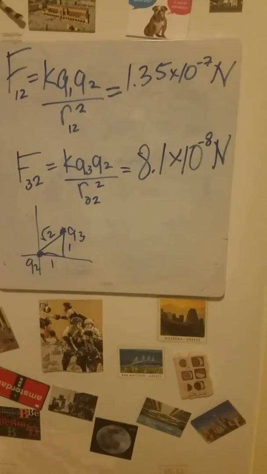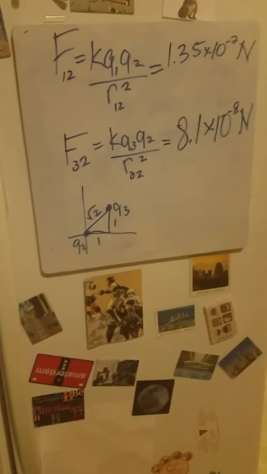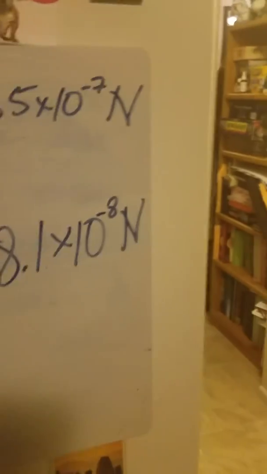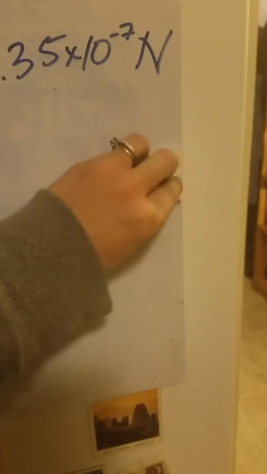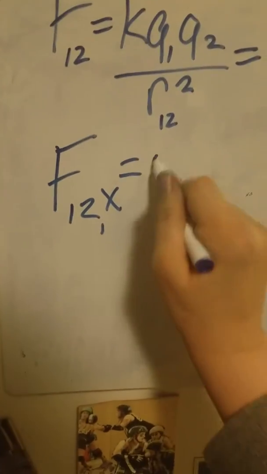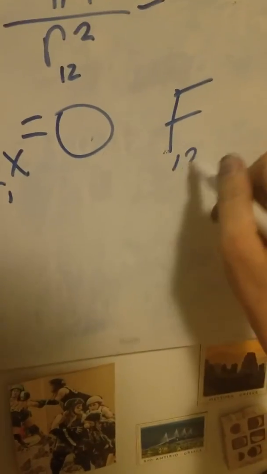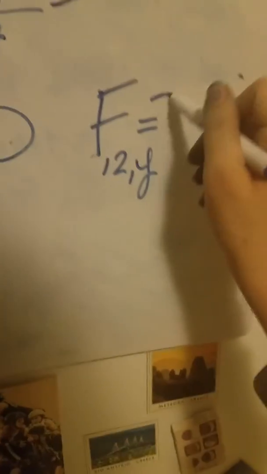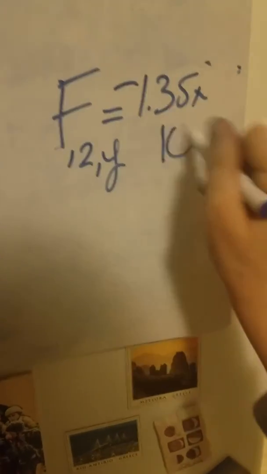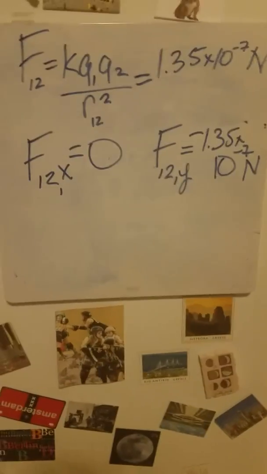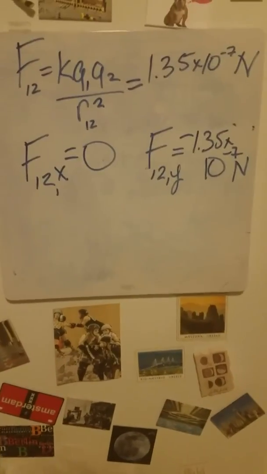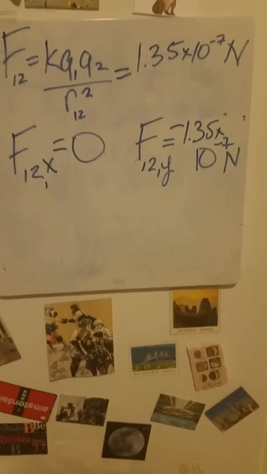I am not going to just add them together. That is wrong. I'm going to break them into their x and y components. F12 should be pretty easy to do that because F12, recall from our drawing, just points straight down. So F12x is 0. F12y is negative 1.35 times 10 to the negative 7th. Right, just pointing straight down. So now that we have that, we're going to do the same thing for F32. We got to make sure we're using the correct angle there.